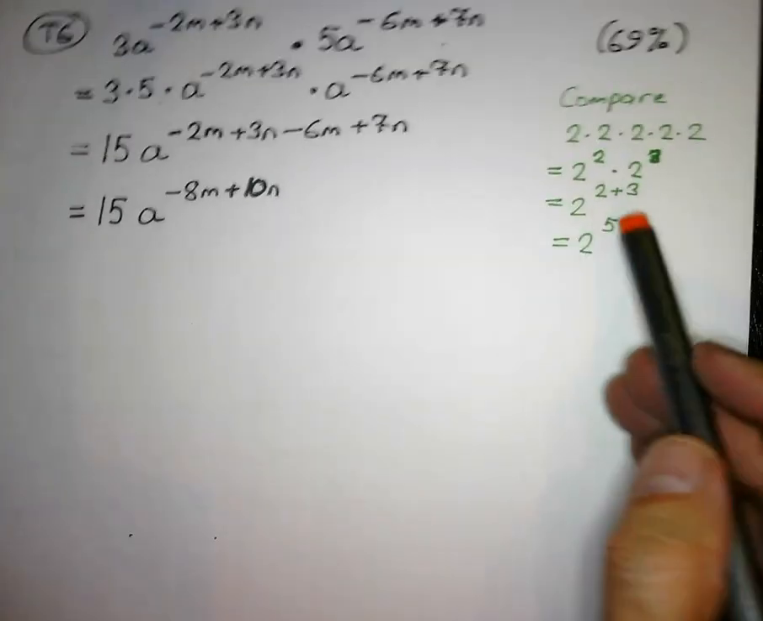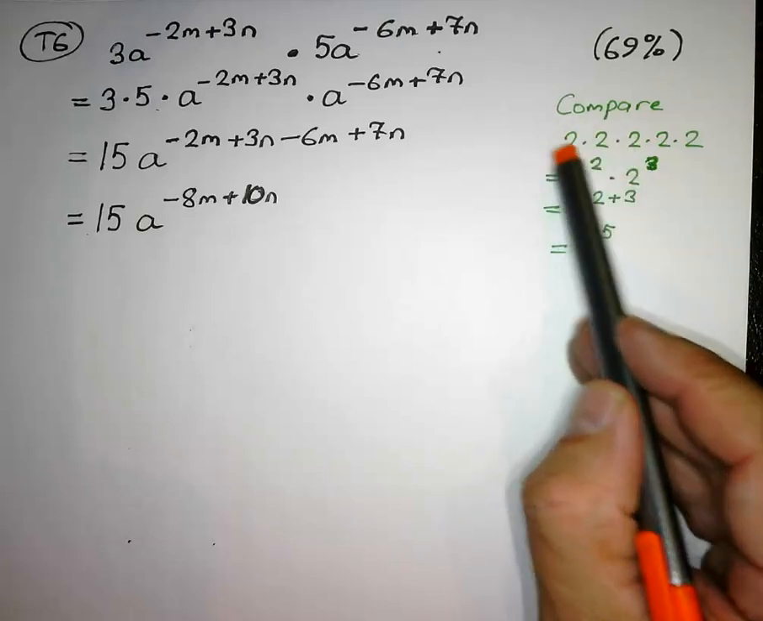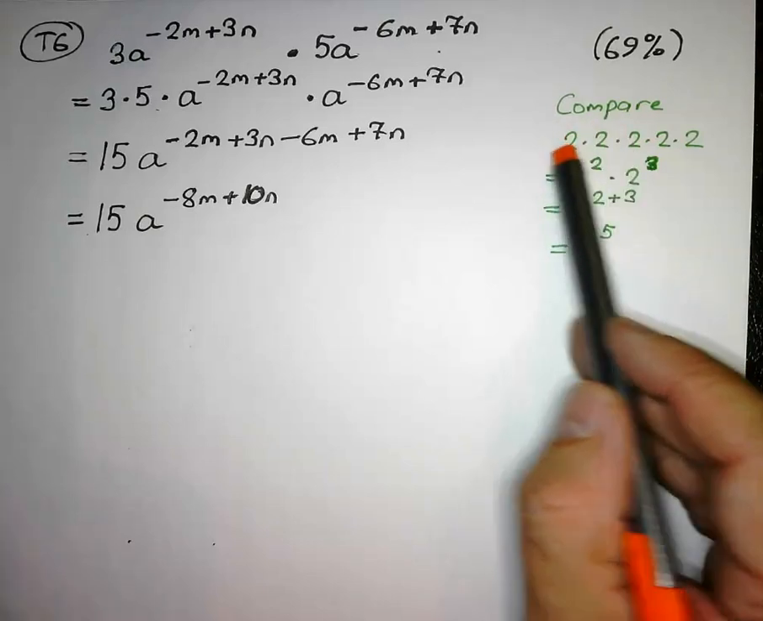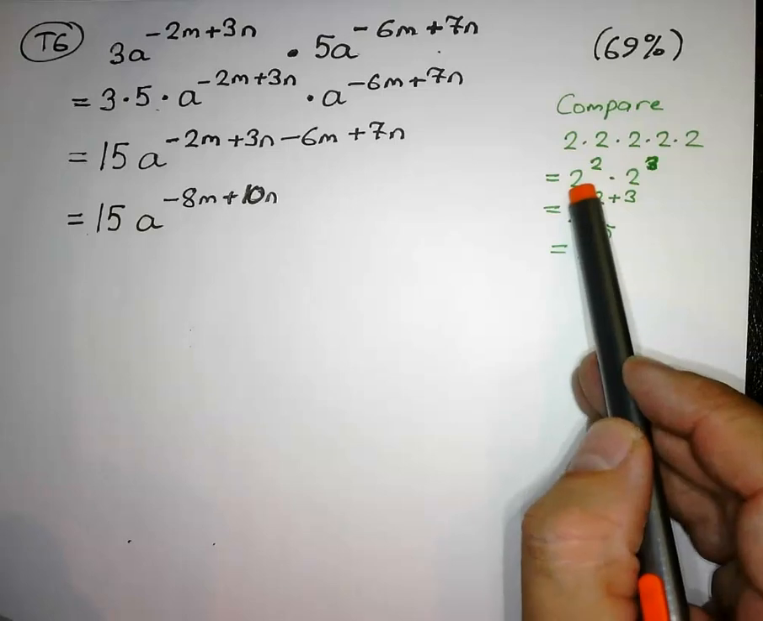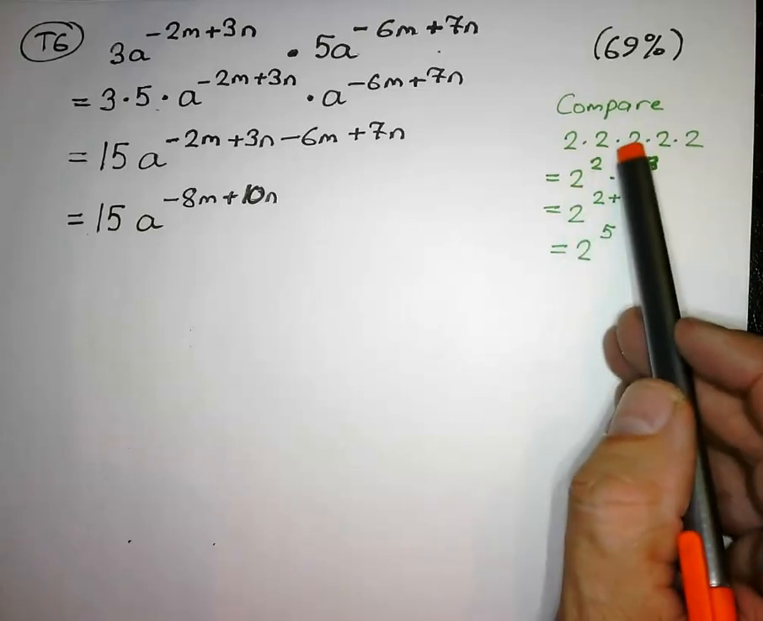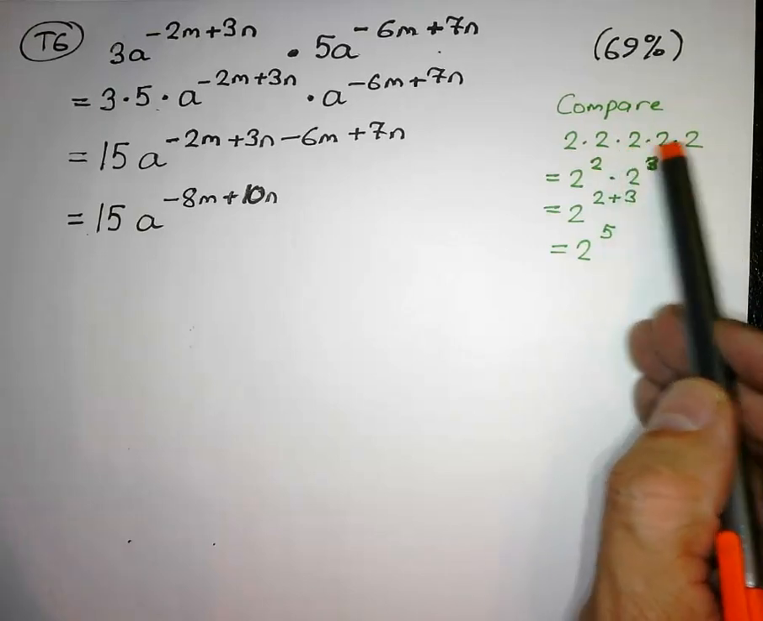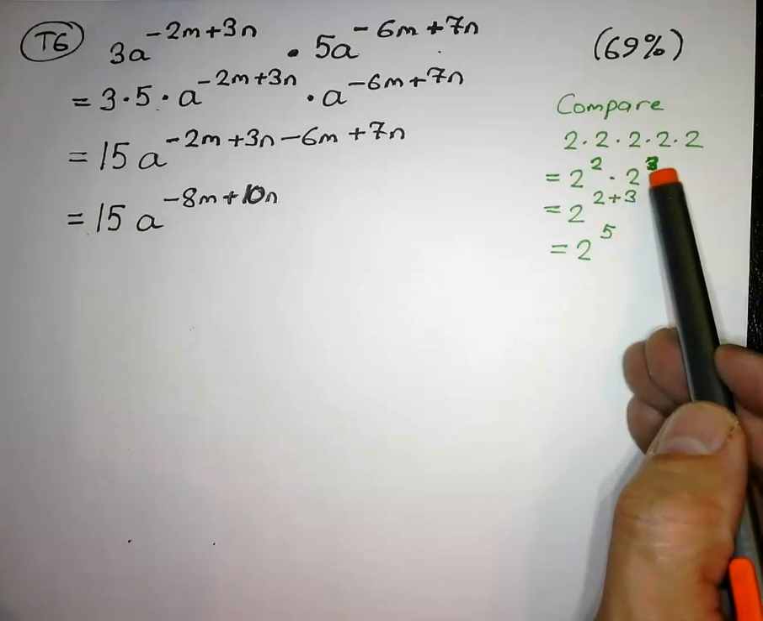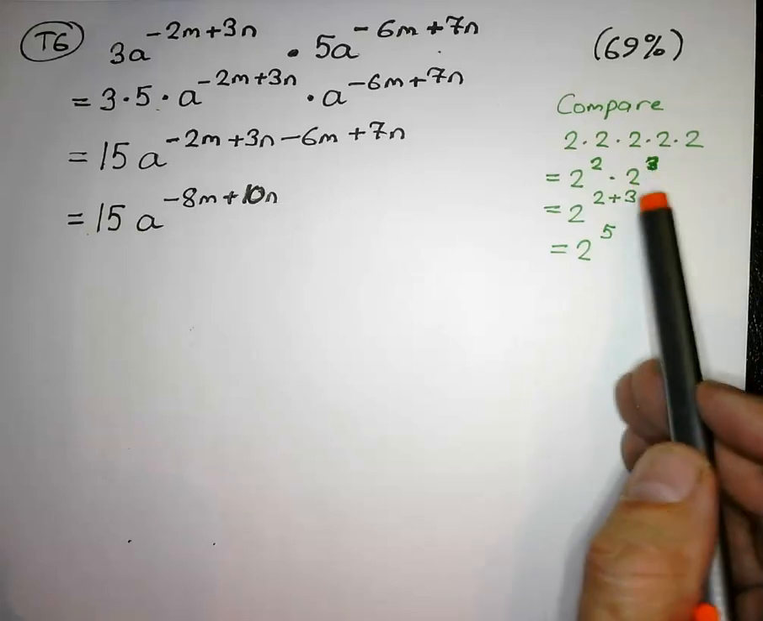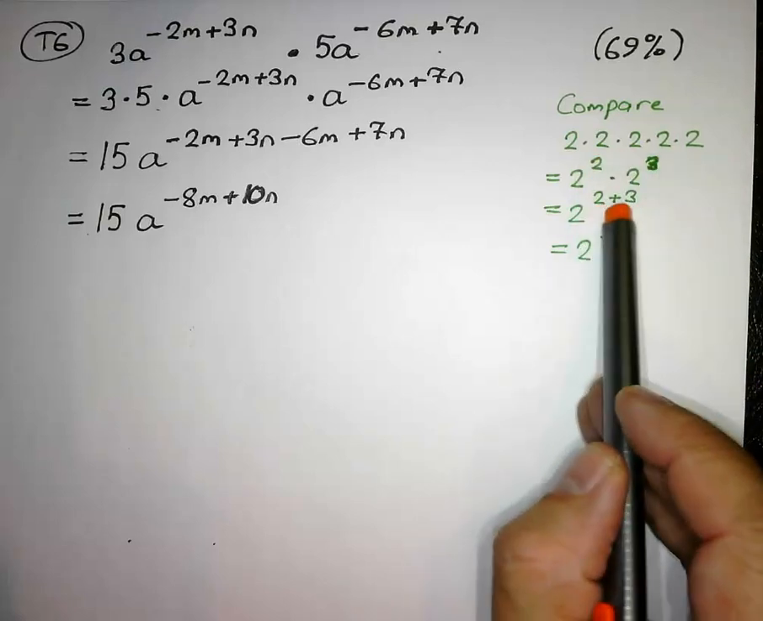It is the same as here, that when you have 2 times 2, it is the same as 2 to the power of 2, and here these 3 twos multiplied together are 2 to the power of 3, and here also you may add those exponents, 2 plus 3.